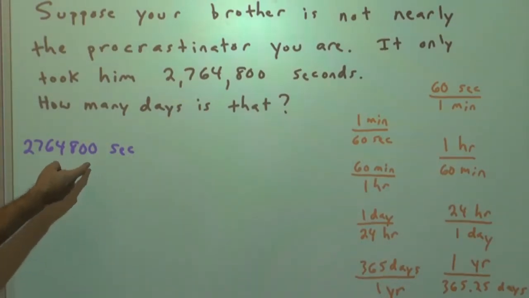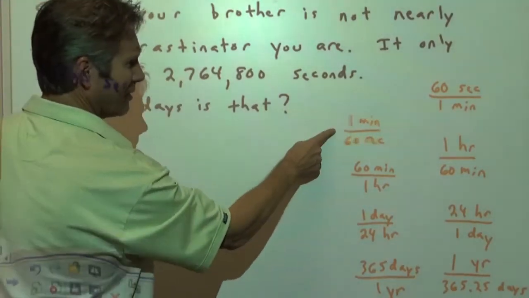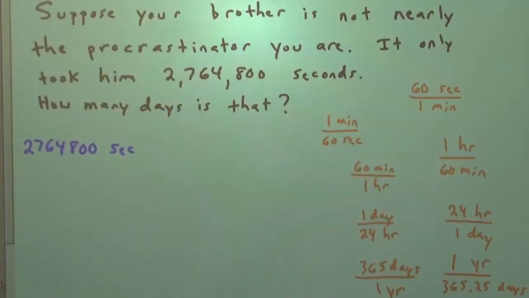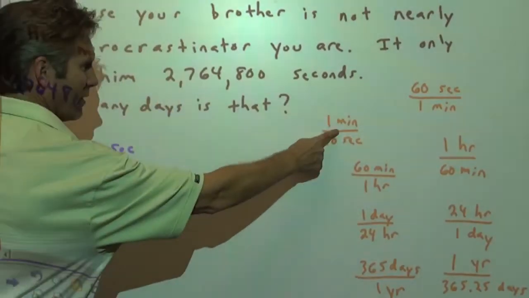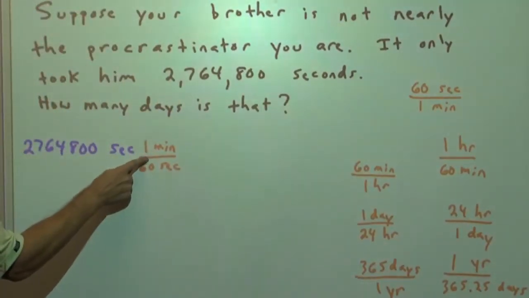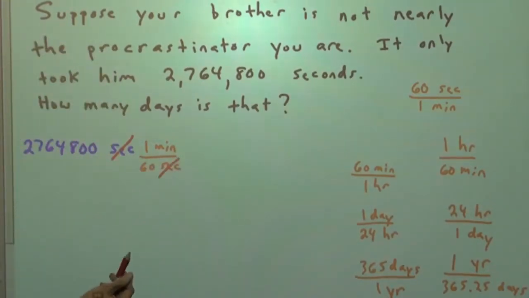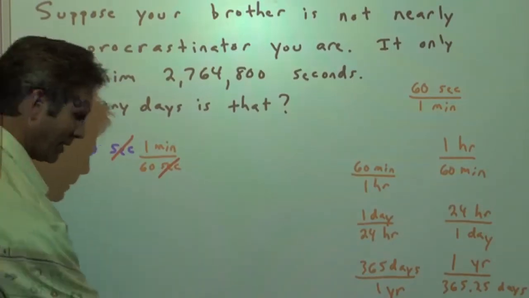Well, let's first convert seconds to minutes. Do we go with this or with this? And the answer is this guy. Because if we line this up, we get to cancel. A second divided by a second is 1. Now we have everything in minutes.